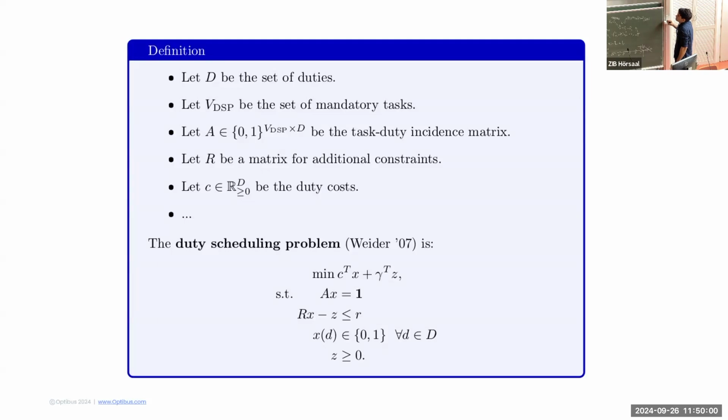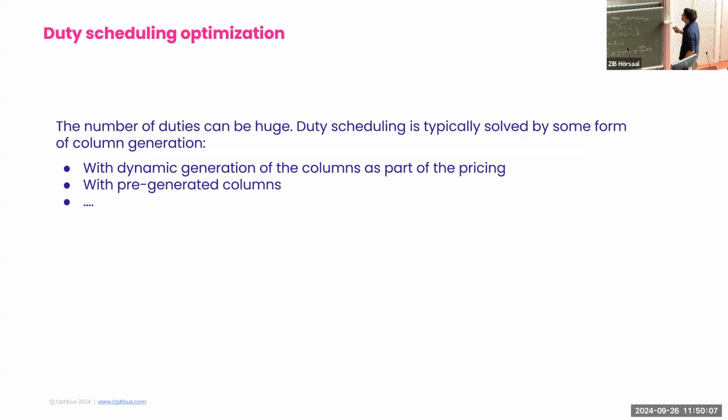And again, what we want to do is solve it with some kind of column generation because we cannot afford to solve this directly. And then there are two ways of doing this. The classic approach is to do a dynamic column generation, which means you generate the duties on the fly. So each duty is a variable. In the pricing problems, you generate new duties, and then you add them to the master problem.